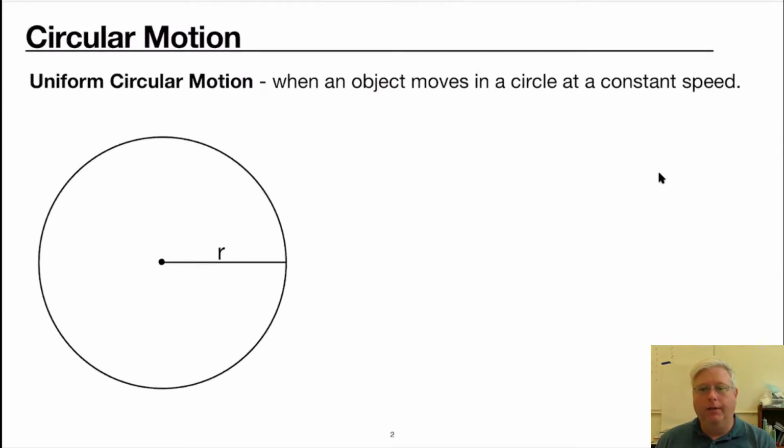So when an object is moving in a circle, it obviously has circular motion. But when it's moving at a constant speed, then we call it uniform circular motion. That's similar to the very beginning of the course, when we learned about just uniform motion, where an object was just moving at a constant velocity. So if an object moves at a constant speed in a circle, then we could just call it uniform circular motion.